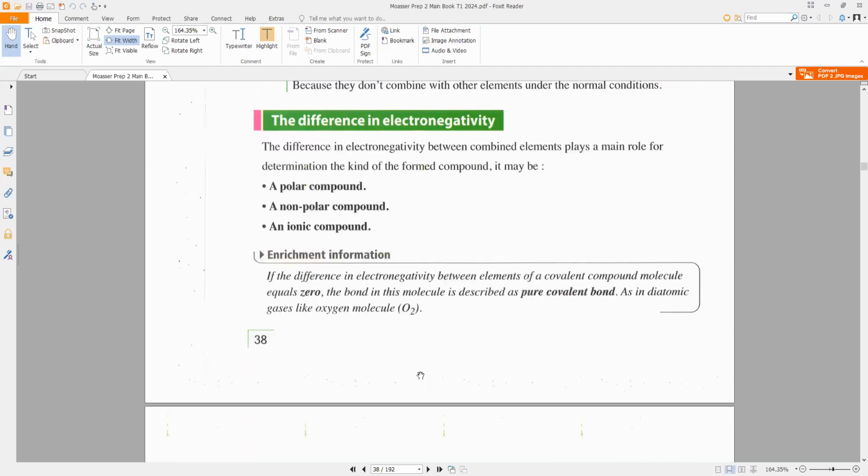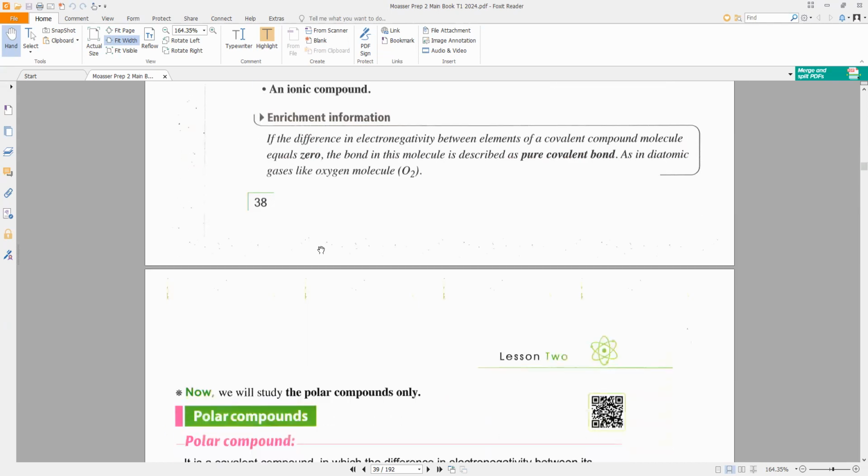We studied that there are three types of compound. A polar compound has different types of elements, like water and ammonia. A non-polar compound has the same type of element but must be a covalent compound with a covalent bond, like the oxygen molecule, which has a covalent bond between two oxygen atoms. We call it non-polar because the difference in electronegativity is zero. An ionic compound has a metal and a non-metal, with an ionic bond between them.